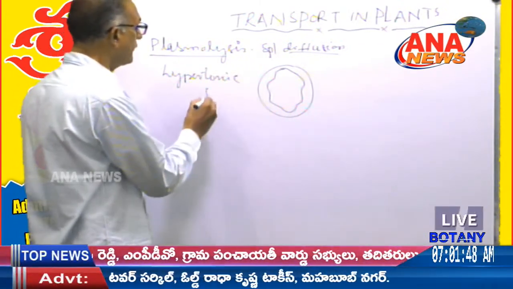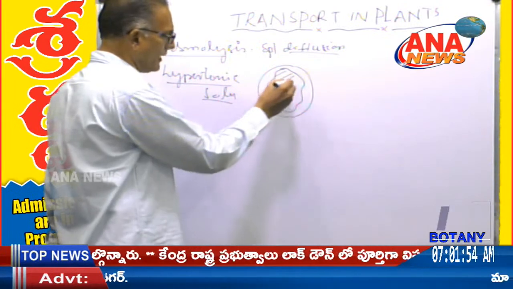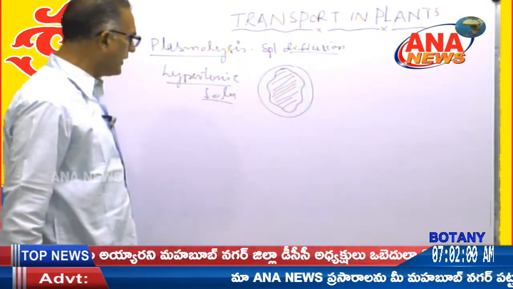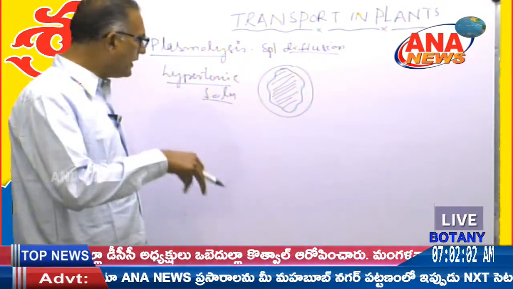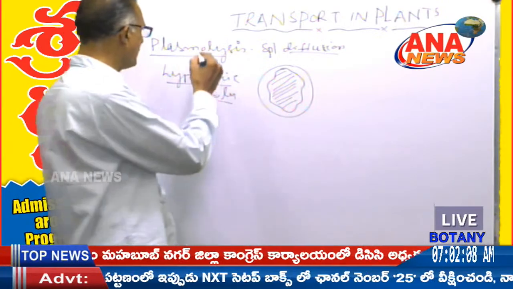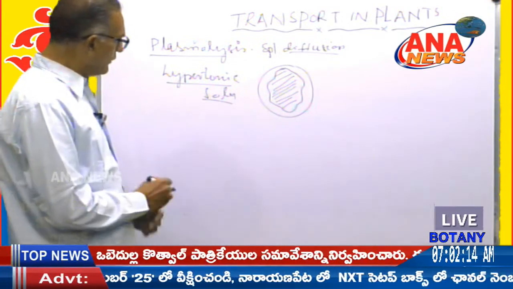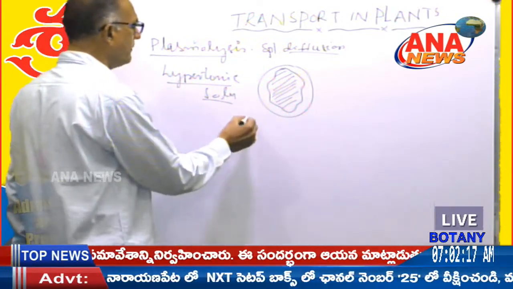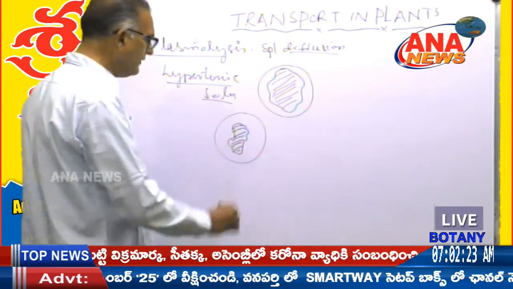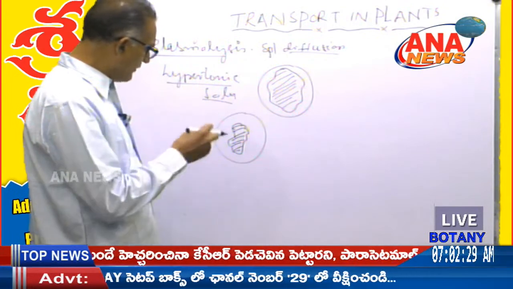When the cells are placed in hypertonic solution, the water comes out from the cell, the cell membrane leaves the cell wall, and the protoplasm shrinks. The shrinkage of protoplasm in hypertonic solution due to the loss of water from the cell is known as plasmolysis. When the cells are placed continuously in hypertonic solution, the protoplasm shrinks completely. Then it is called a plasmolyzed cell.